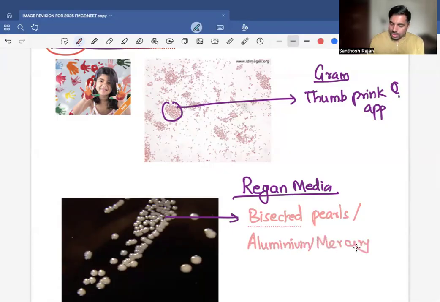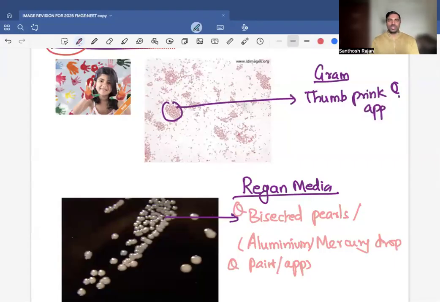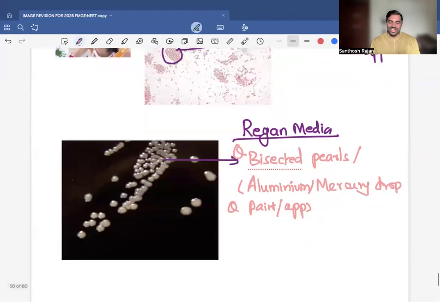Mercury paint appearance. The shine looks like a mercury drop. This is aluminum paint or mercury drop appearance. Okay. So these are the names and that's the question you'll be expecting. These are all caused by Bordetella pertussis, whooping cough. That's all. Okay. Very, very simple and easy.